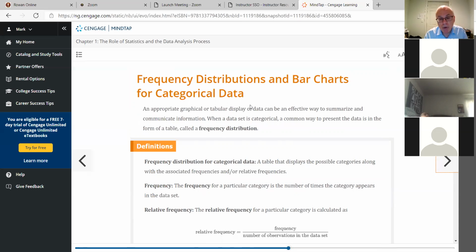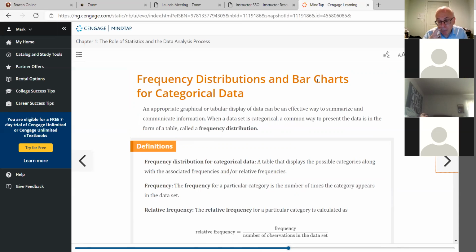So for counting the number of different car types in a car lot, you count the number that are Toyotas, and the number that are Hondas, like that. And then we display it as a bar chart, where along the x-axis we'll have the names of the different types of cars, Honda, Toyota, and then the height of the rectangles will be the frequency, the number of cars that are on the car lot for that brand of car.